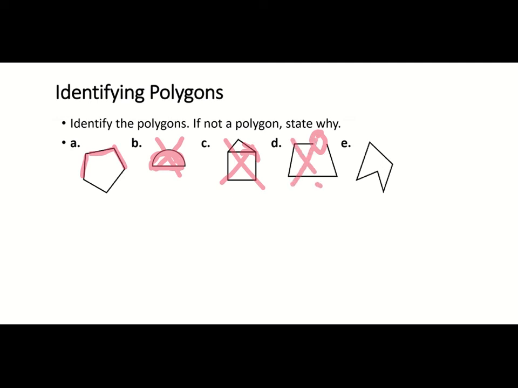And then E, it's made up of line segments. They only meet in corners or vertices, and not more than two vertices or segments come together at once. So E is a polygon. So A and E are our polygons.